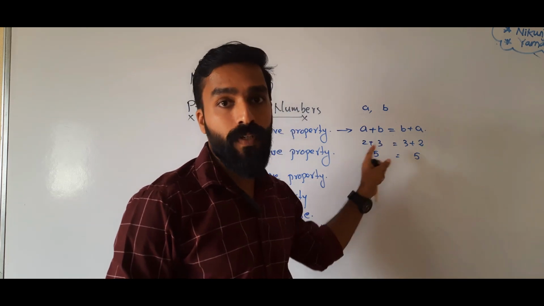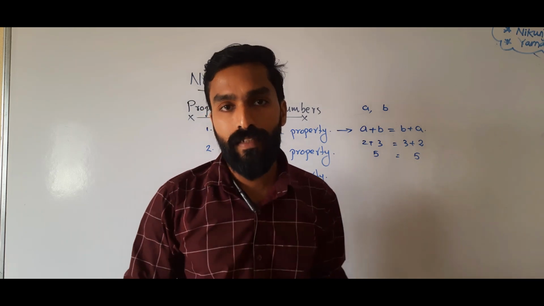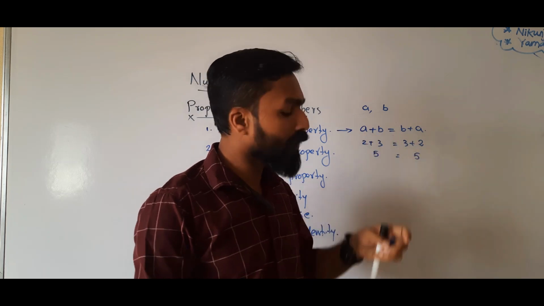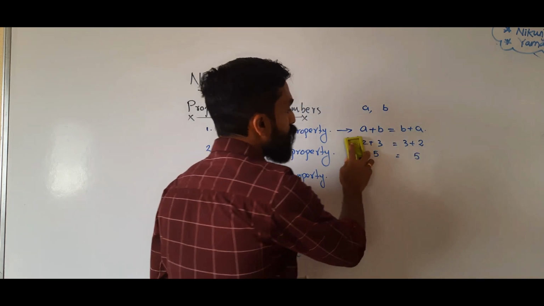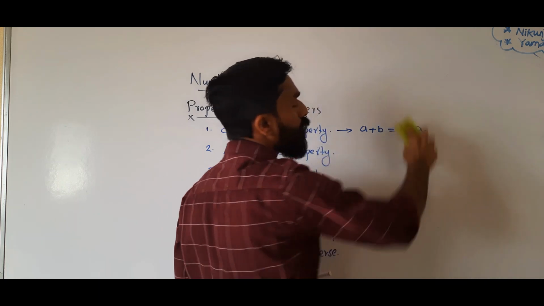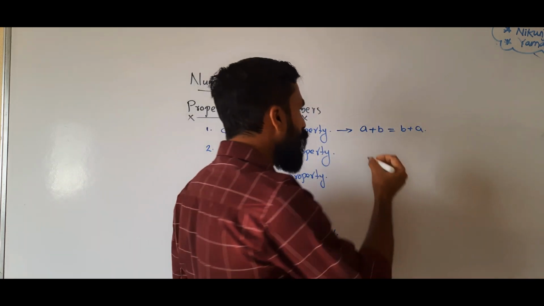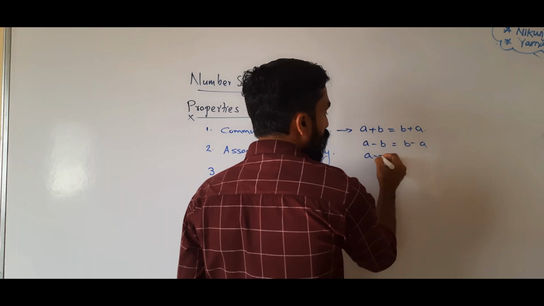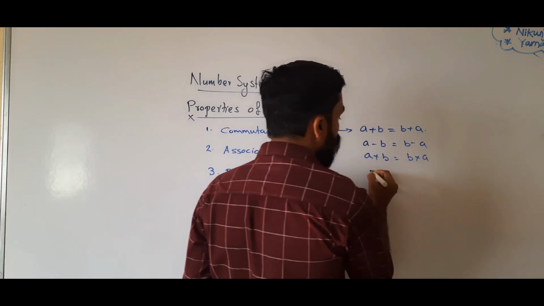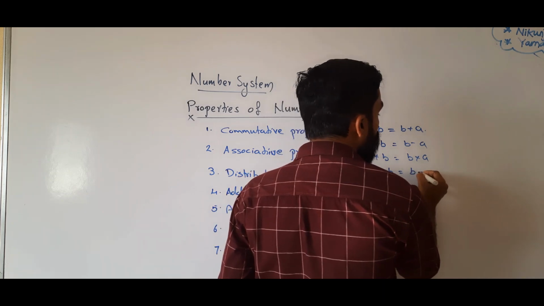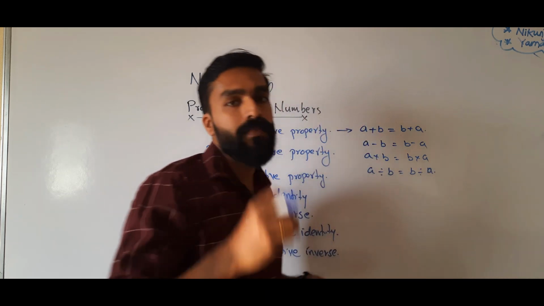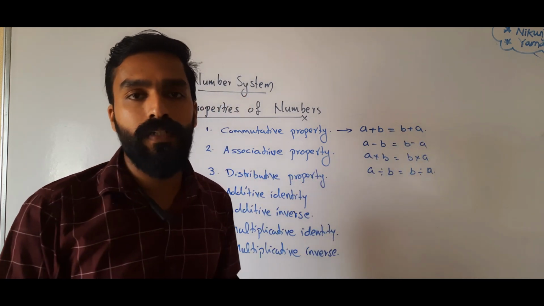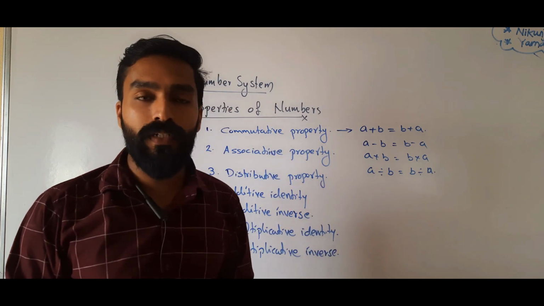That means whether 2 and 3 are natural numbers, rational numbers, or integers, if addition is there, it satisfies the property. So A plus B is equal to B plus A. This is the representation of the commutative property in addition. Similarly, commutative property in subtraction: A minus B is equal to B minus A. Multiplication: A into B is equal to B into A. Division: A divided by B is equal to B divided by A. If you are considering particular numbers, we have to find out whether they satisfy it or not.